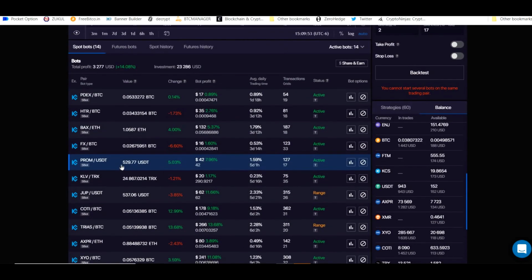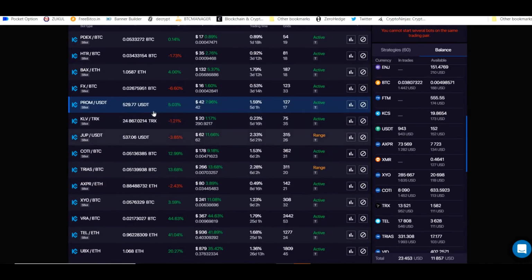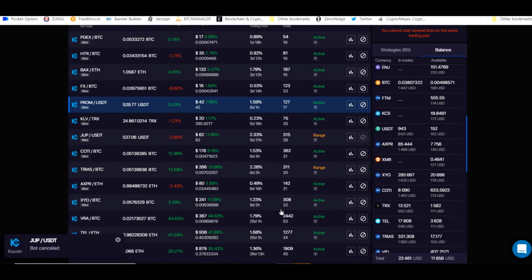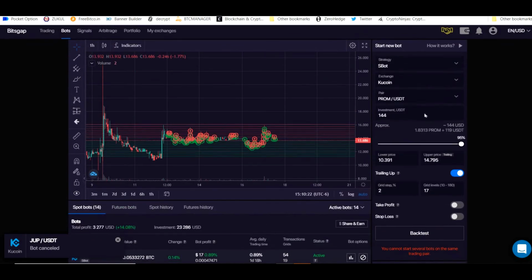And then we have approximately 529 in the PROM bot and definitely less than that in the JUP bot. In the JUP bot, we would have $537 minus 3.85% is the total amount that's in the bot. Let's go ahead and close that out. We've ran this JUP bot a few times, and we're not gonna have to sell any of the JUP bot, and you're only losing if you sell, right? Okay, so close this bot, cancel all open orders. We're gonna hold on to every single bit of JUP that we have.